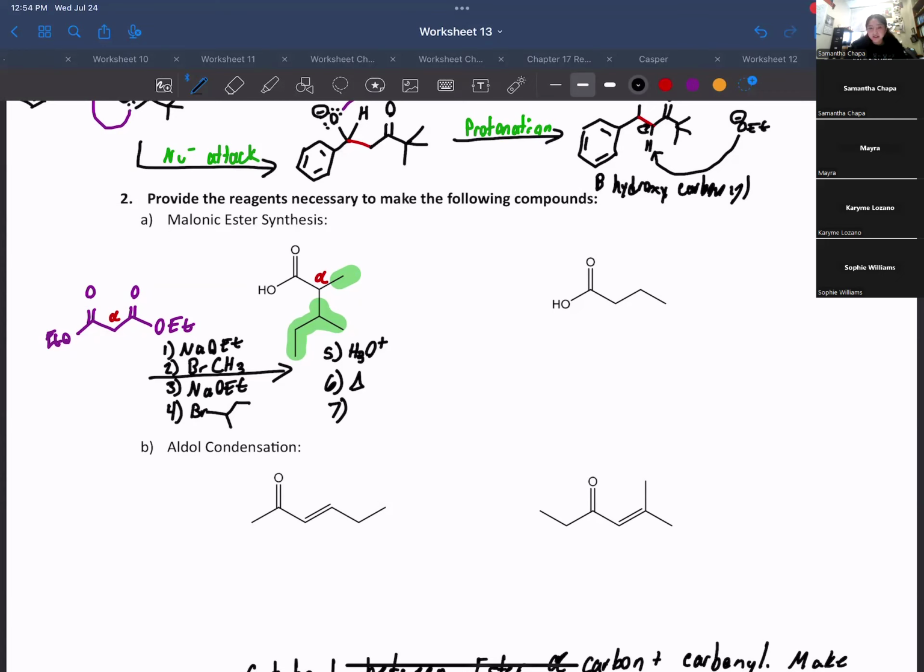Yeah, H3O+ again. Because now you only have one ester group, and you can make that one ester group a carboxylic acid. Any questions so far? Happy faces if we're good.